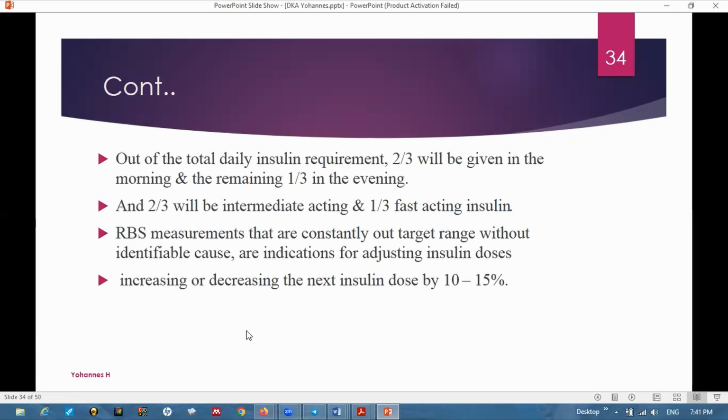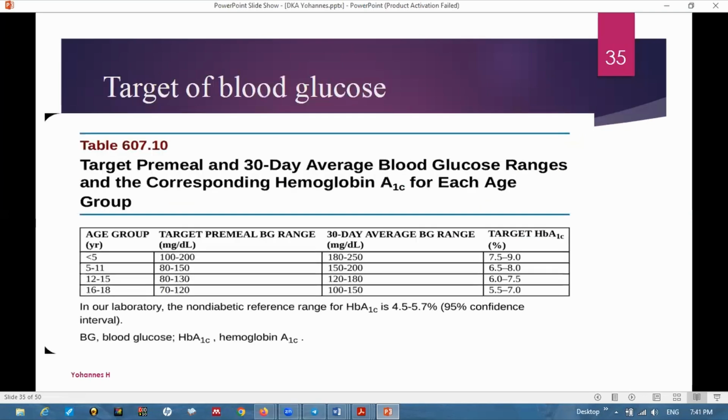The RBS should be measured regularly after the patient is out of DKA, which will guide us to increase or decrease the insulin dose by 10 to 15%. So these are the targets. This table is taken from the medicine. These are targets based on age for 30-day average blood glucose, for pre-meal blood glucose, and target of hemoglobin A1C.